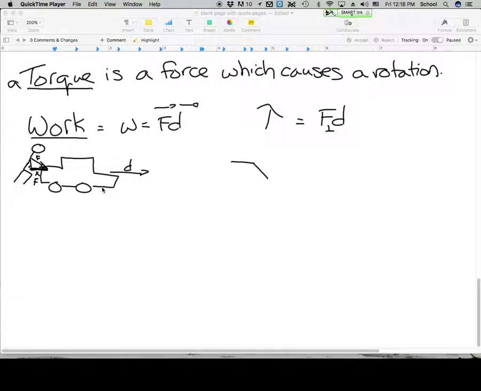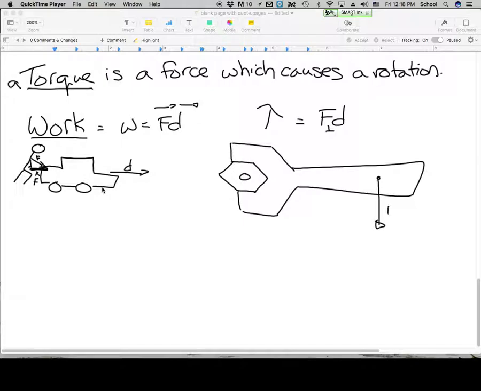So let's pretend we have a bolt, and around this bolt we have a wrench. I'm going to grab it over here on the handle and I'm going to push that direction. So this would be my force. And the distance is going to be measured from where I'm applying the force to where the rotation is occurring, the center of the rotation. So clearly this would rotate around the nut here. So that's going to be my distance. So notice how the force and the distance are perpendicular, and this is going to cause it to rotate.